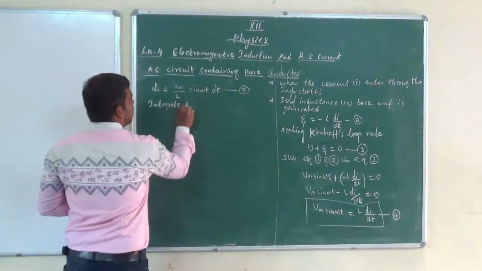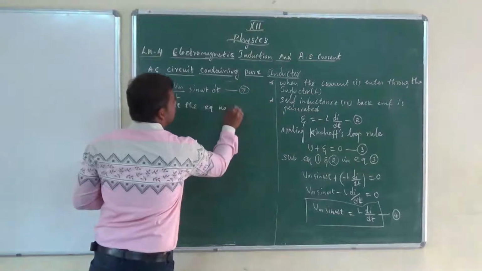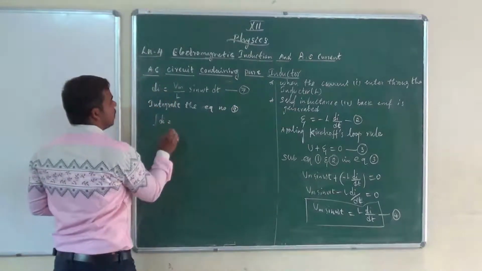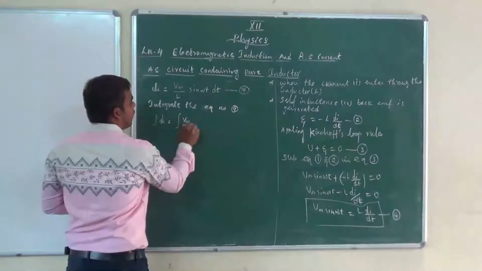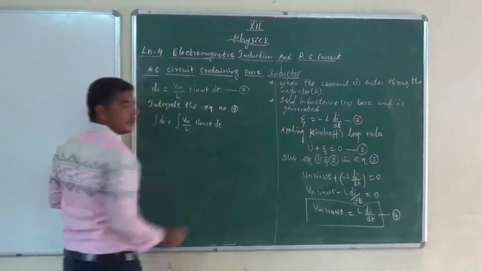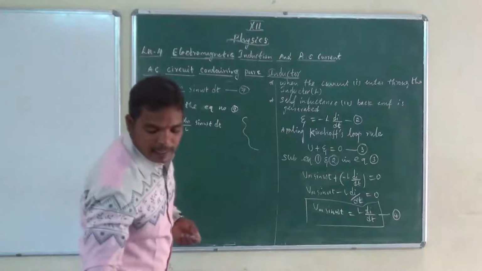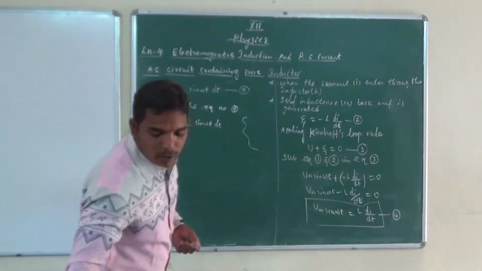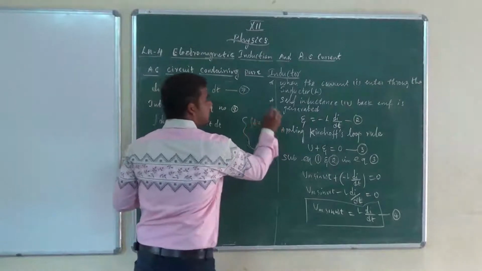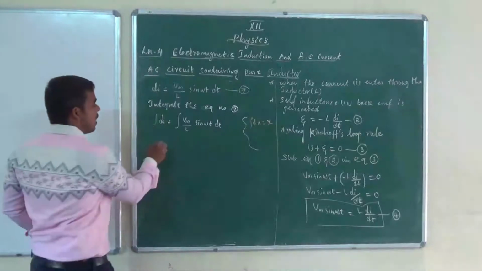Integrate equation number 7. What will we get? Integration of di equals integration of Vm by L sin omega t into dt. We have discussed this in detail in our 11th standard and in your mathematics. Integration of dx is nothing but x, isn't it?